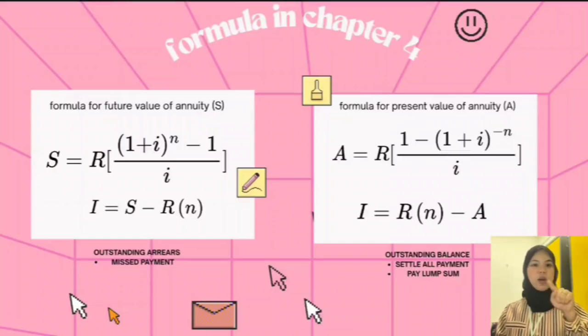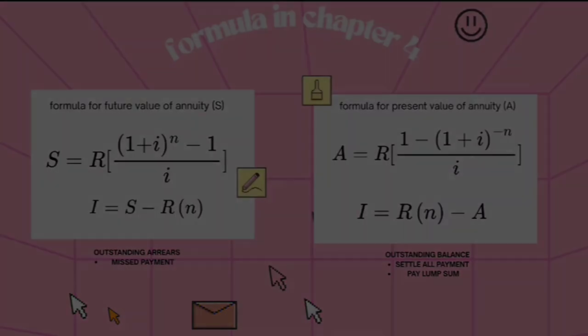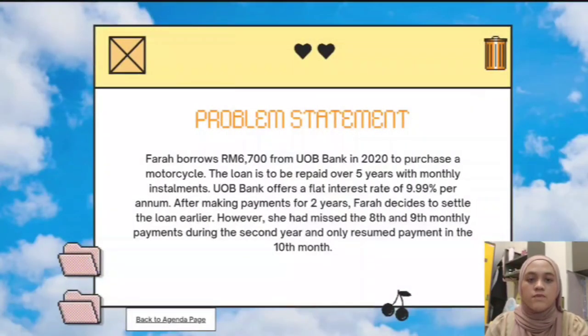Next, we look at the formula for present value. A equals R open bracket 1 minus (1 plus I) to the power of negative N, divided by I, close the bracket. The problem statement for Chapter 4 is: Farah borrowed Rm6,700 from UOB Bank in 2020 to purchase a motorcycle. The loan is to be repaid over 5 years with monthly installments. UOB Bank offers a flat interest rate of 9.99% per annum.